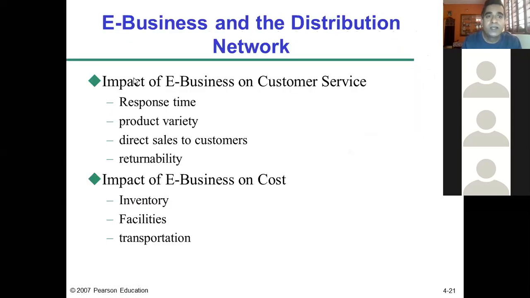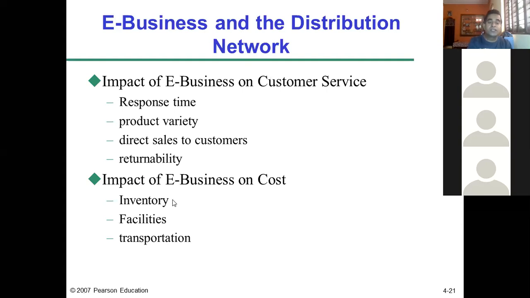Finally, we will discuss e-business and the distribution network. What is the impact of e-business on customer service? If you look at the response time, which is basically delivery time, it increases, which is not good here. Product variety increases, which is good for customers. Direct sales to customers is made possible by way of e-business. Returnability is possible but slightly complicated.